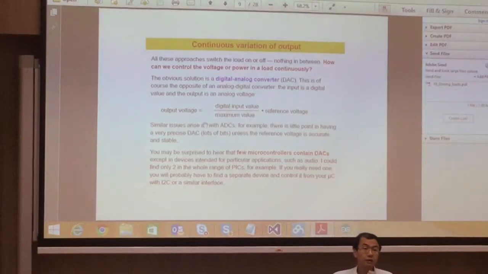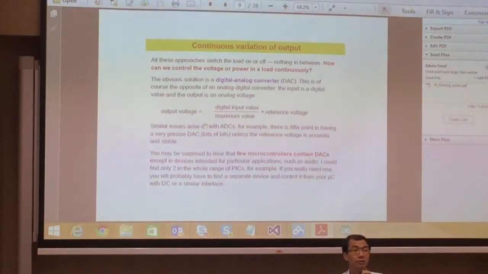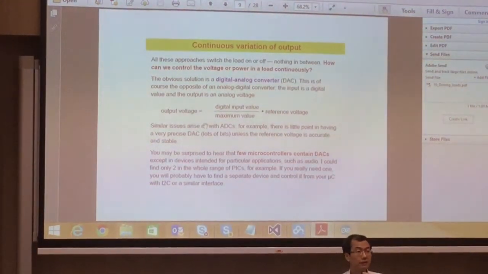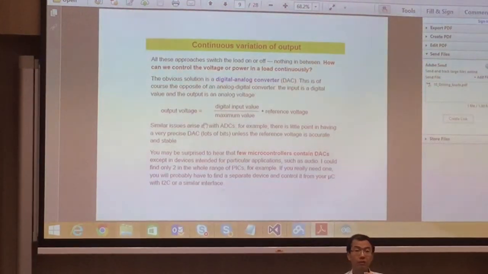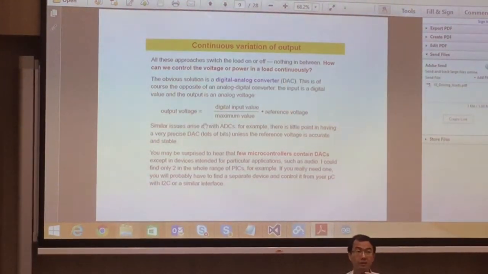But for most of the microcontrollers we are going to use, we don't have a built-in DAC. So if you want to use a DAC, you need to buy a separate DAC. For example, like the Arduino you have used, we don't have a DAC in the Arduino board. For any Arduino board, we don't have a DAC. So if you really want to use one, you need to buy it.